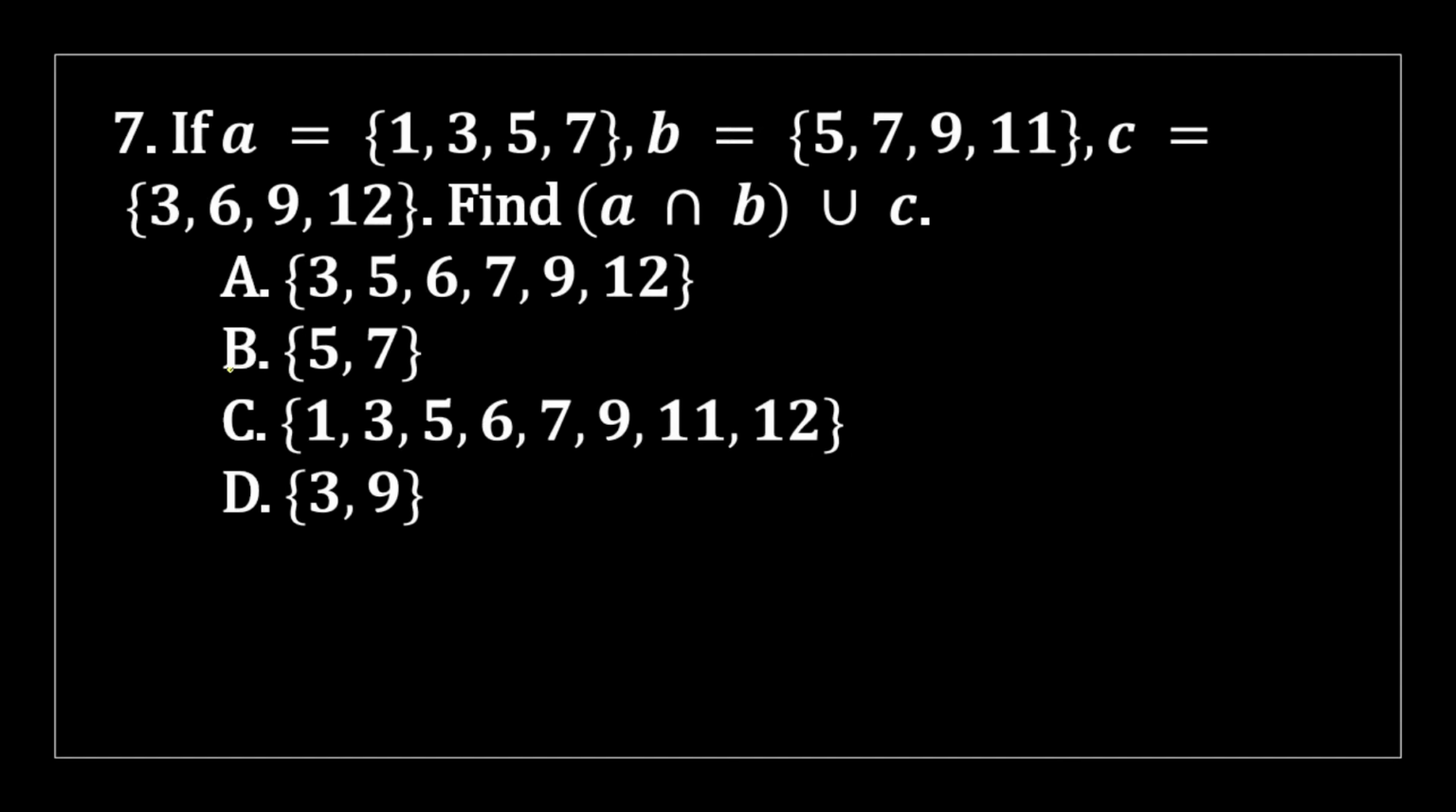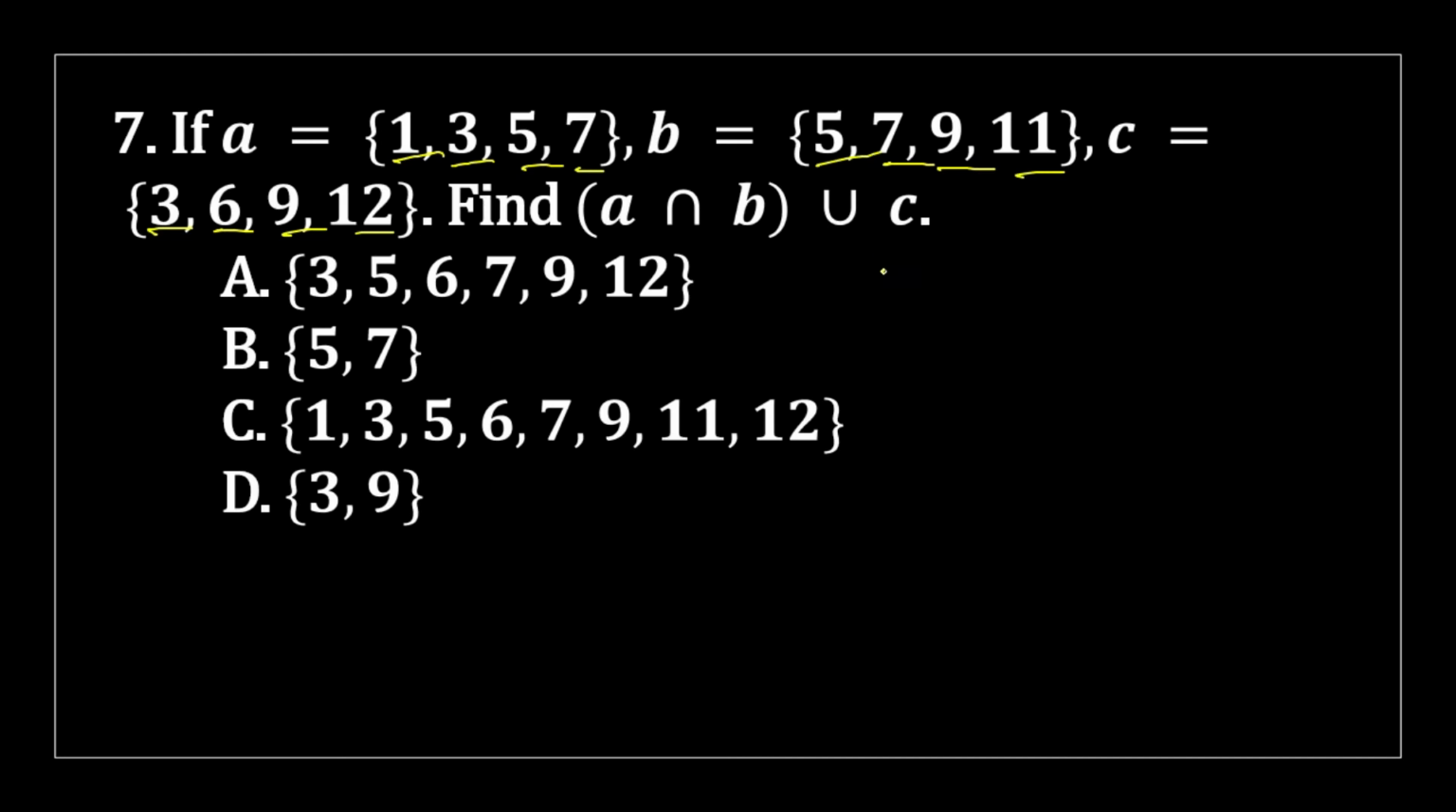Number 7. If set A has the elements 1, 3, 5, 7, set B has the elements 5, 7, 9, 11, and set C has 3, 6, 9, 12. Find the union of the intersection of A and B, and C.